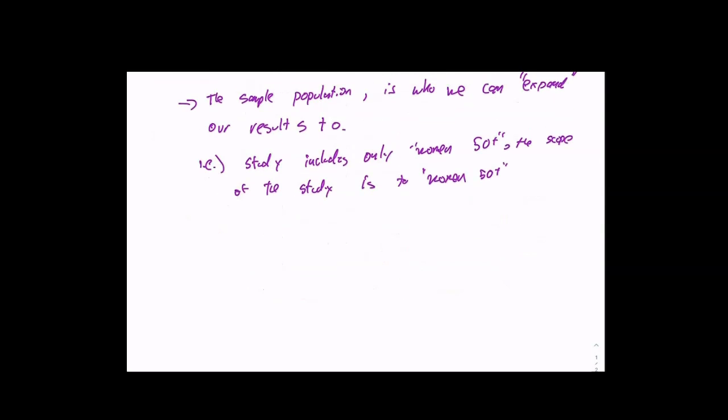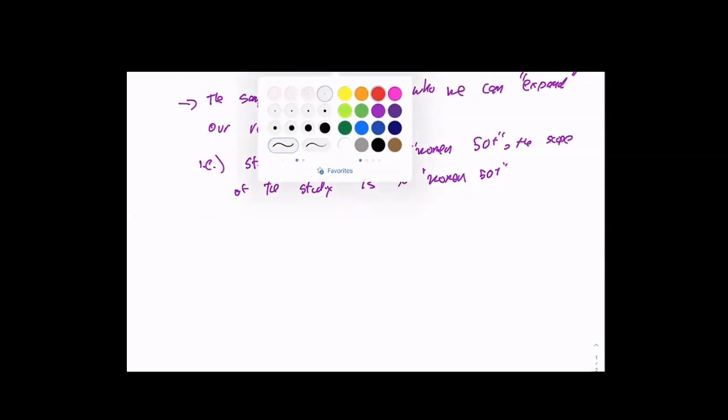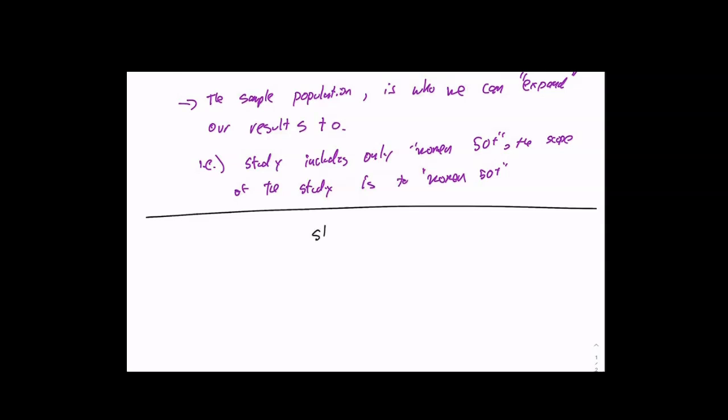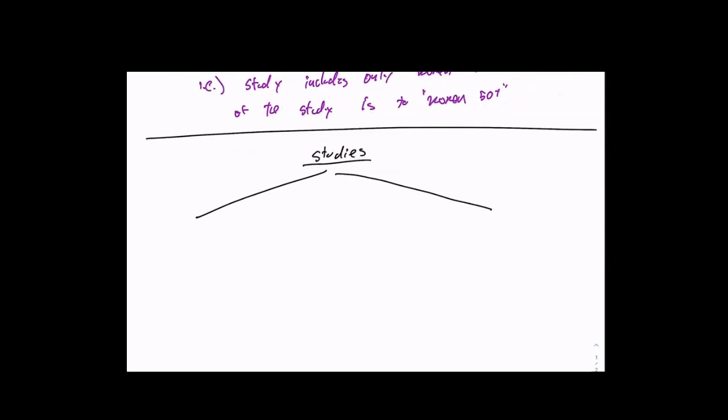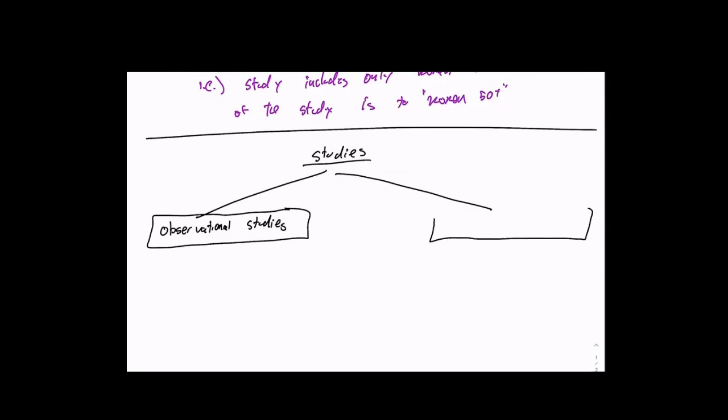So, next piece. When talking about this word studies, there are two main categories of studies that we're going to cover. And we're going to be focusing on the left one today. These are called observational studies. This is what we are going to focus our homework on as well today. But we also will know the difference between an observational study and experimental studies.